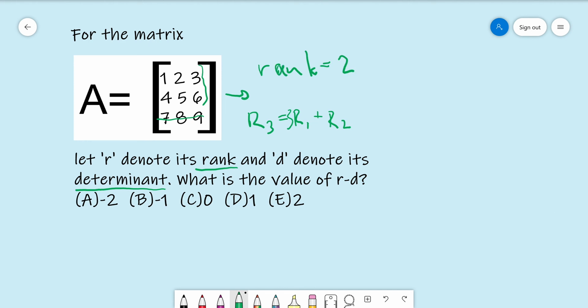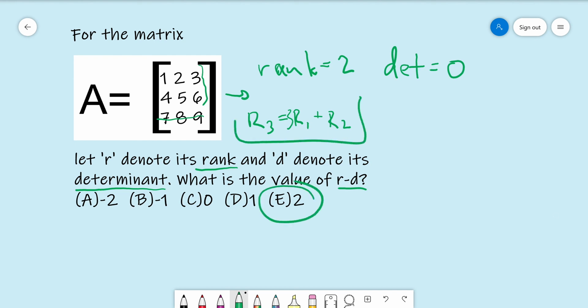And whenever the rank of a matrix is less than the total number of rows, then you know that the matrix is singular or non-invertible. It's the same thing, and that means that the determinant is equal to 0. So the answer here is 2 minus 0, which is 2.